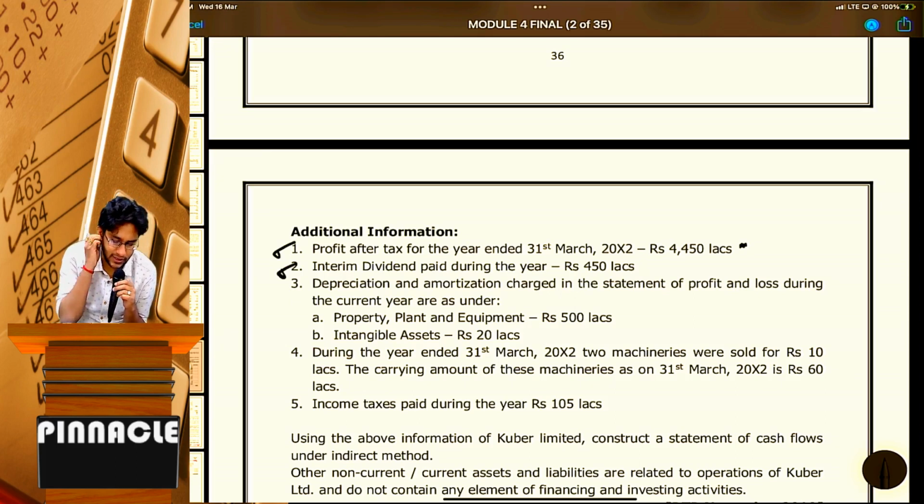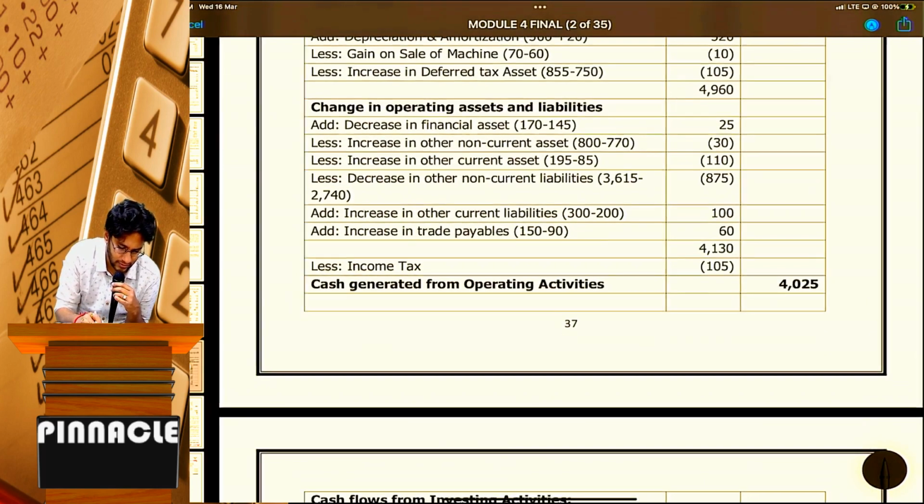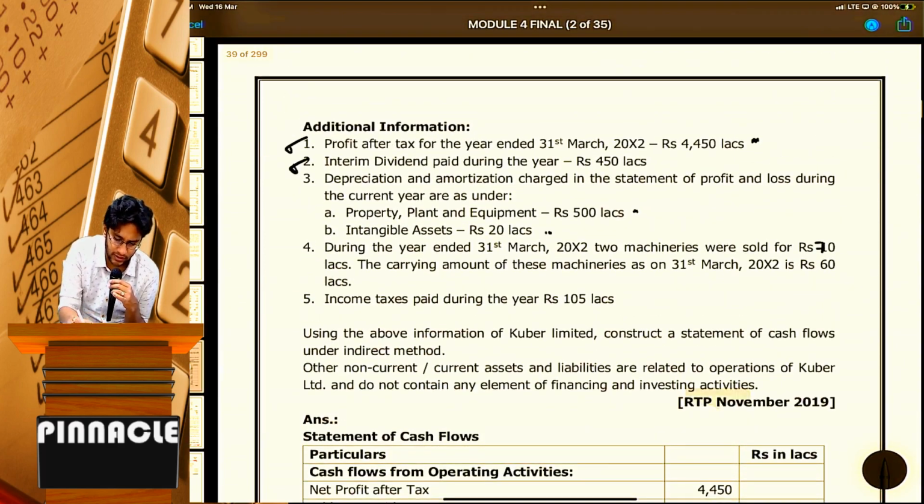Next, depreciation and amortization charged in P&L during the current year are as under. Depreciation on PPE 500, on intangible assets 20. That's fine. During the year ended 31st March 2002, two machineries were sold for 10 lakhs. Sir, please make it 70 lakhs. It's printed as 10. Please make it 70. Yeah, 70, sir. Correction here.